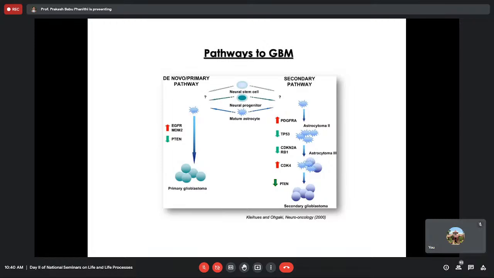Glioblastoma is the deadliest of all the tumors, for two reasons. One is that there is no drug as of now which can cure the glioma. The second is that it will not give much time to the patient, not more than 13 to 14 months. So patient survival is very, very difficult. That is the reason this is called the deadliest form of the glioma.